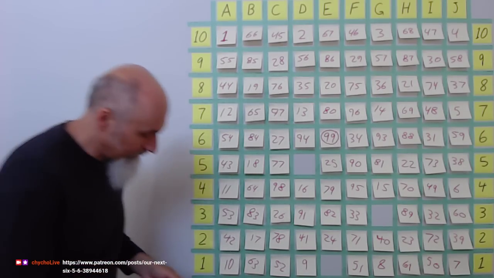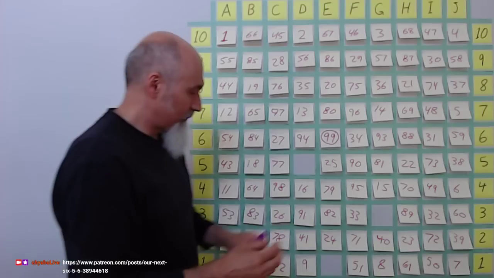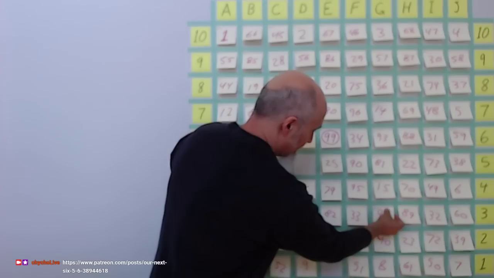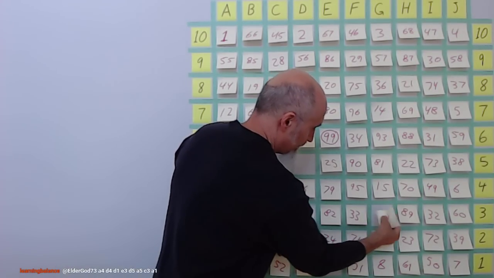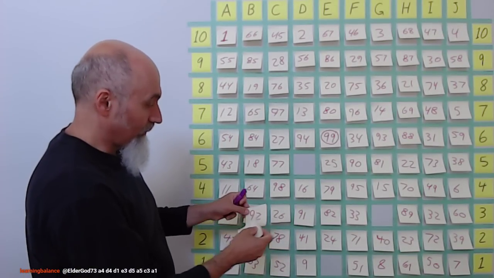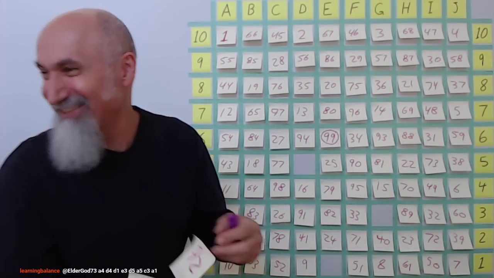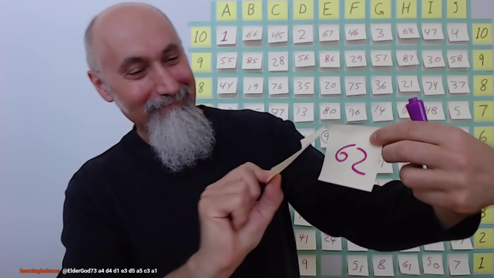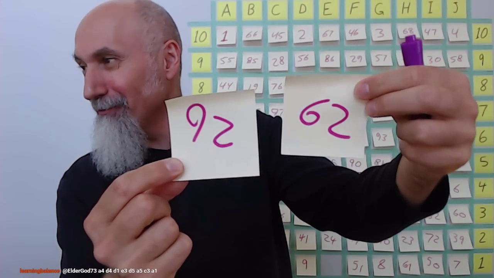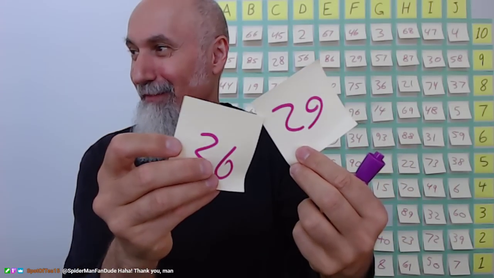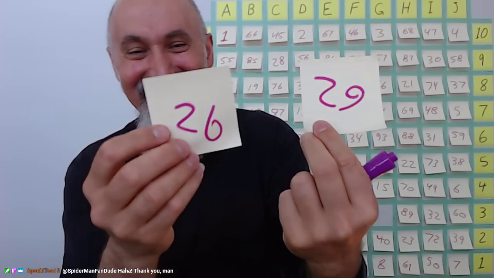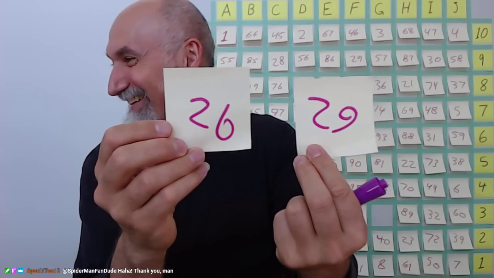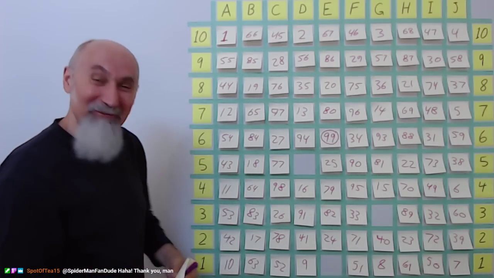We lost two numbers already. 26, 62. Where was 62? 26. 26 is here. Oops. 26 is here. Oh no, that's 92. Oh, look at this. Check this out. What? Right? 92, 62, or is it? Does that work? 29 or 56 or 26? I don't know what this is. 26 or 29? Crazy. I'll put these back.